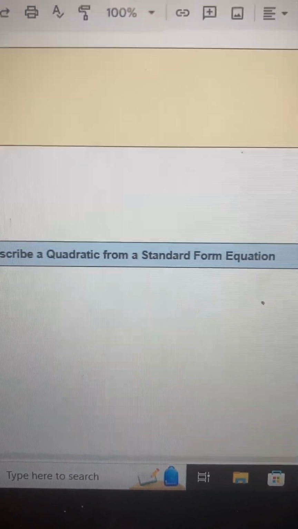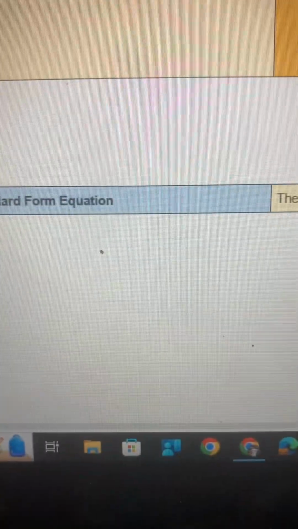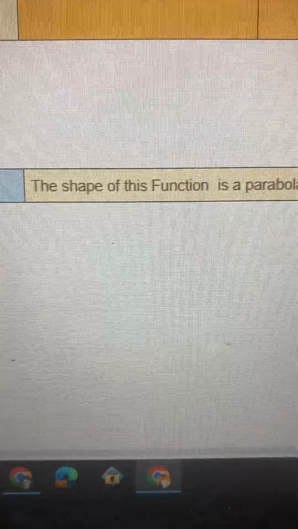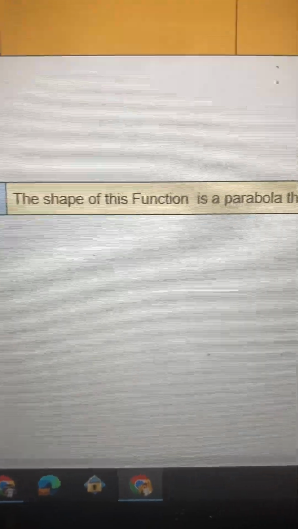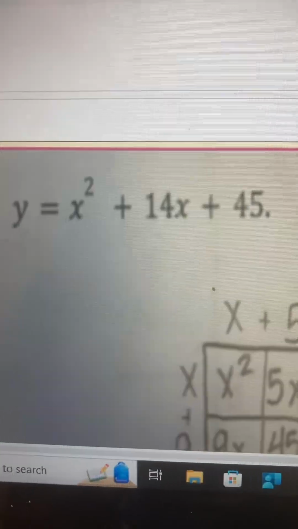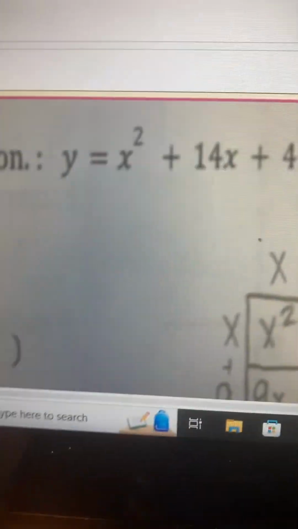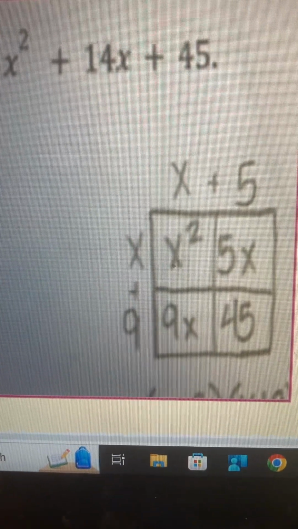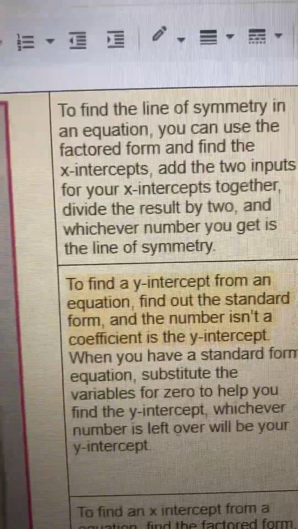Now, describing a quadratic from a standard form equation. The shape of this function is a parabola, and it also opens up. Funny how all of my examples open up. Here you see I have my equation, and it is in standard form. And below my equation is the box that you can use for factored form.